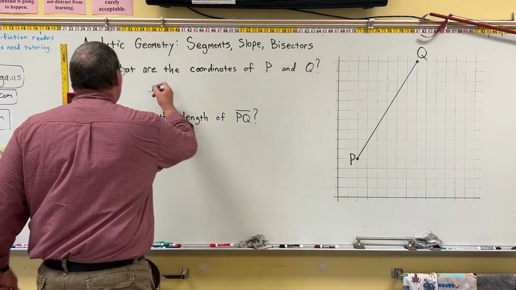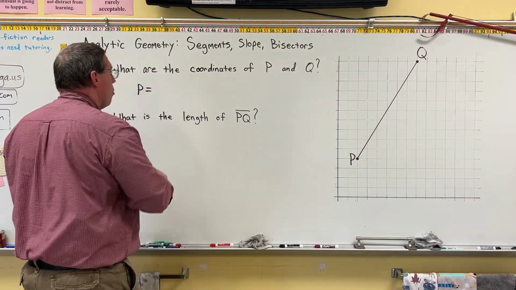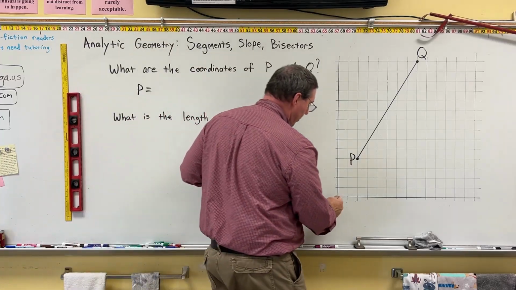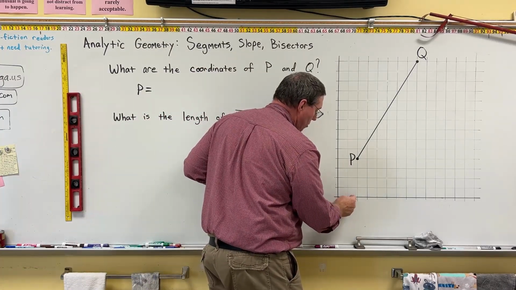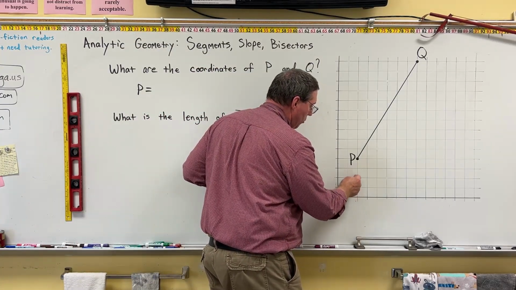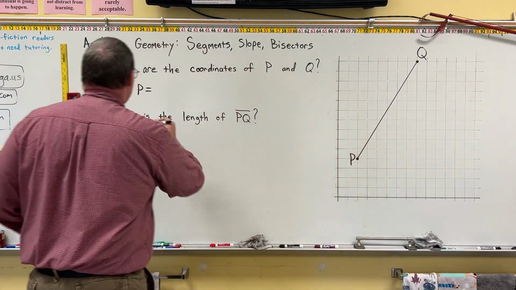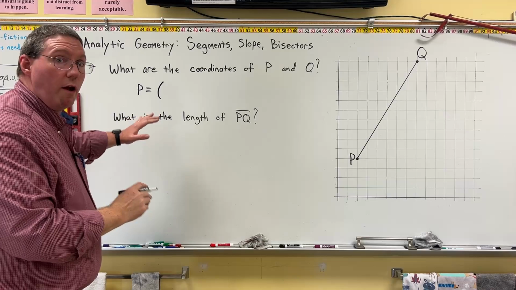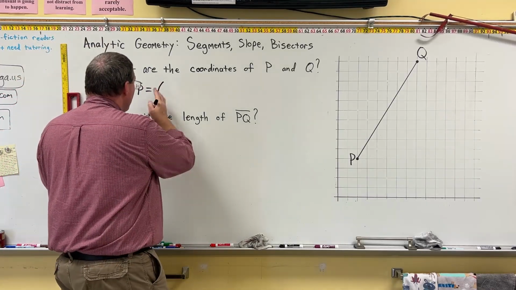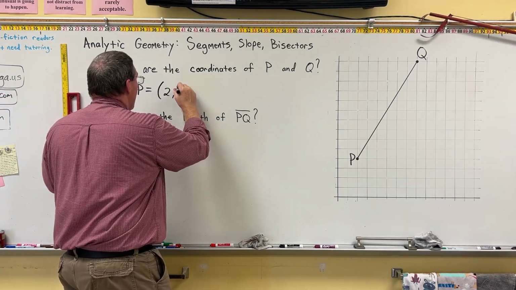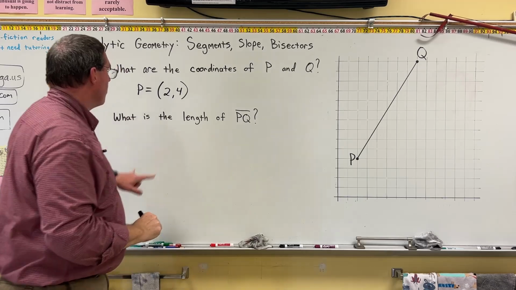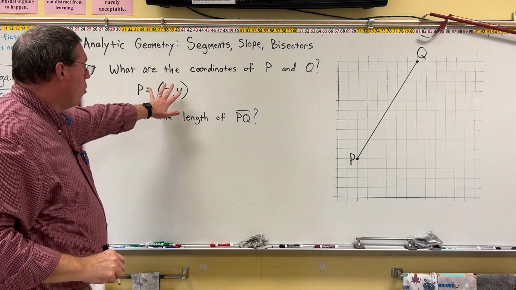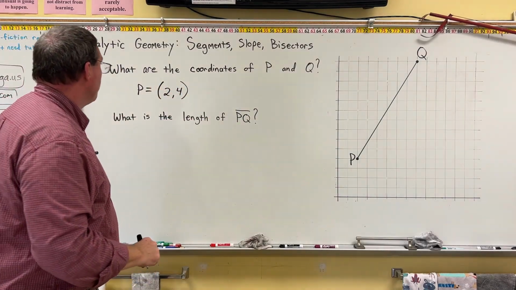All right, so point P has the bivariate coordinates. X is 2, Y is 1, 2, 3, 4. So P is at the point, parenthesis. Got to put the parenthesis. We don't just write 2, 4. We write parenthesis 2, 4, close parenthesis. That represents a coordinate on the coordinate plane.